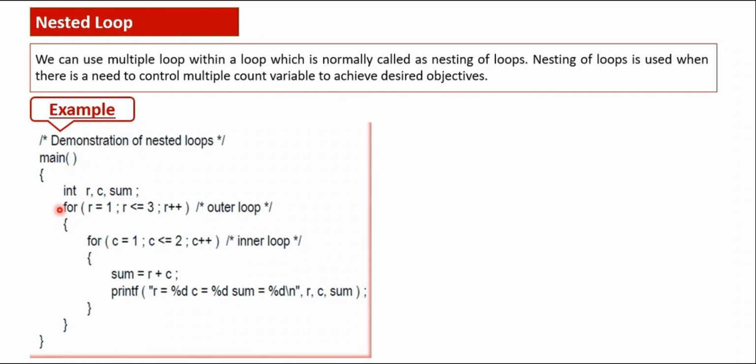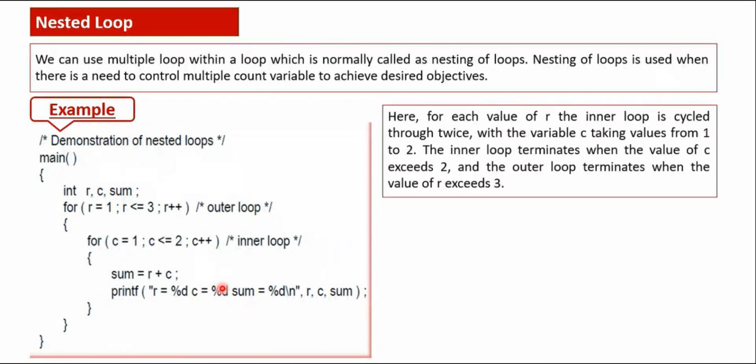Here you will see there are two count variables, that is R and C, and another variable for sum. Now there is a for loop in which R is initialized with 1, compared to 3 and incremented by 1. Okay, so this is the outer loop, and within this for loop there is another for loop which is initialized with C equal to 1, compared with C less than or equal to 2 and incremented by 1. And within the body of this for loop, sum is calculated by adding R plus C and the result is printed.